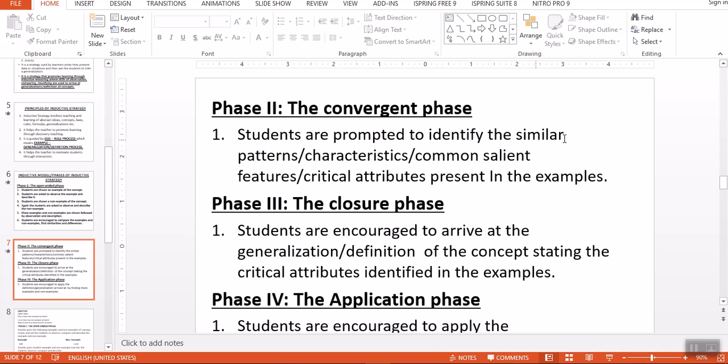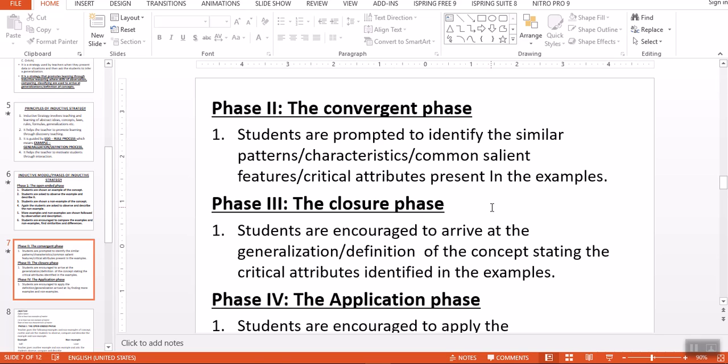Students are prompted to identify the similar patterns, characteristics, and common salient features of the critical attributes of an example. So in this phase, students look critically at the similarities of those examples and try to state them. Every example's characteristics must be stated out neatly, and then compared with all the examples.